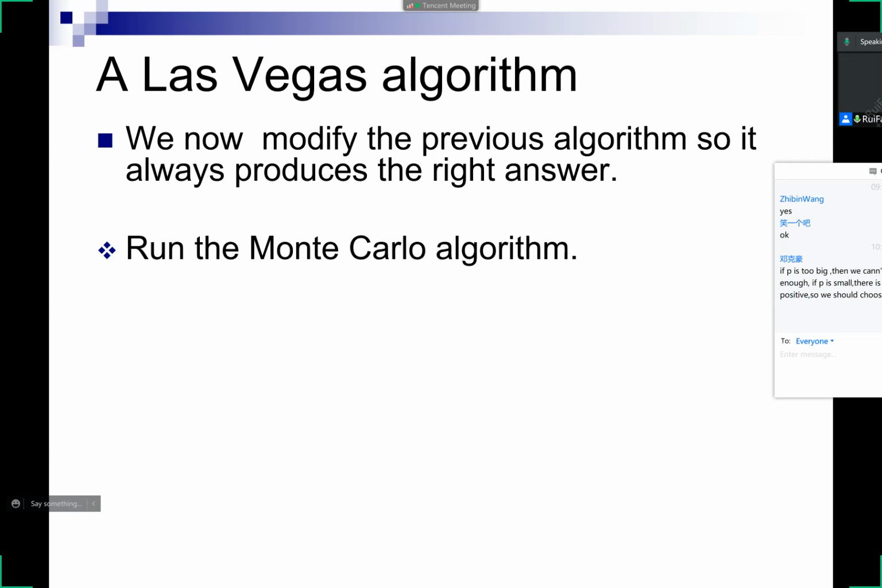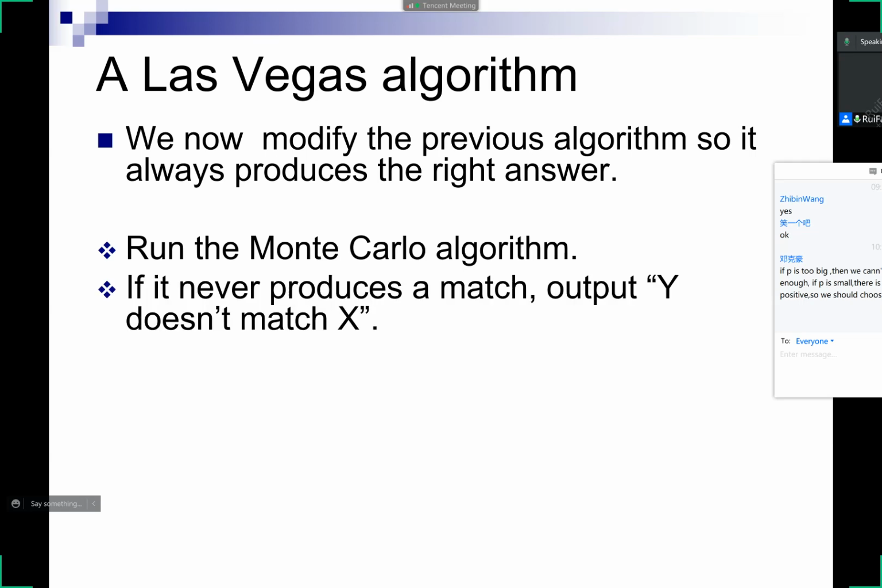The way the Las Vegas algorithm works is that we're going to run the Monte Carlo algorithm, the previous algorithm. If that algorithm never produces a match, then we're going to say that y does not match x. This is correct because we know the previous algorithm never produces a false negative. So if there actually is a match somewhere, the previous algorithm is guaranteed to detect that match. If it never detected any matches, then y actually does not match x.